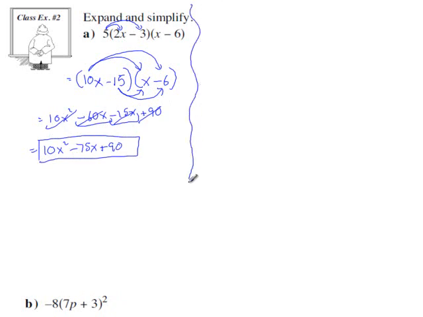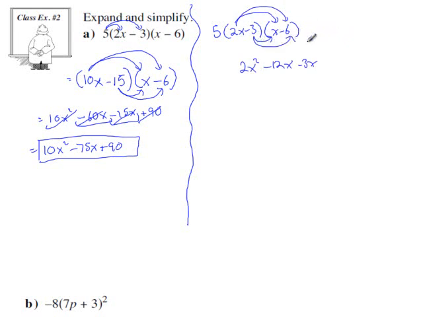Now here's what it would look like if you multiplied the binomials first. So again, you're starting with the same question: 5 times 2x minus 3 times x minus 6. This time I'll try multiplying the binomials together. So 2x times x gets me 2x squared. 2x times negative 6 is negative 12x. Negative 3 times x is negative 3x. And negative 3 times negative 6 is positive 18.